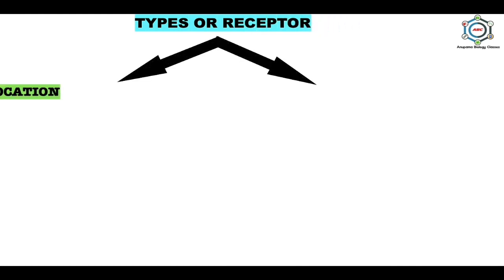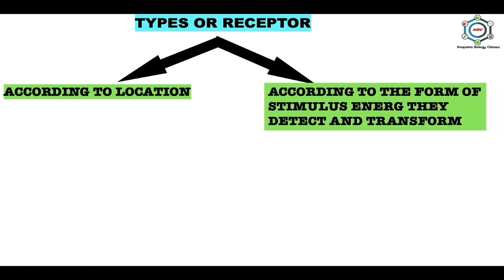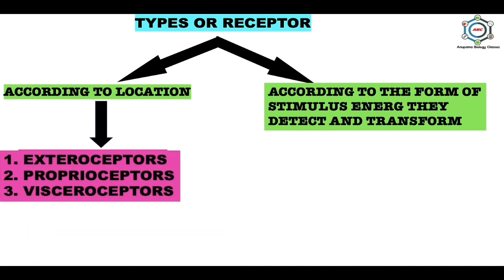Now the types of receptors, which are classified in 2 ways: first, according to the location, and second, according to the form of stimulus energy they detect and transform. According to the location, there are 3 types. First is the exteroceptors, like touch, taste and smell, and the sense organs of sight and hearing, which are located at the body surface and stimulated by environmental changes. Second is proprioceptors, like sensing the position of our arm or leg without having to look at it, which are located in skeletal muscles, joints and tendons, etc. And the last is visceroceptors, like sensations such as pain, hunger, thirst, which are located in the viscera and affected by stimuli originating from the body itself.